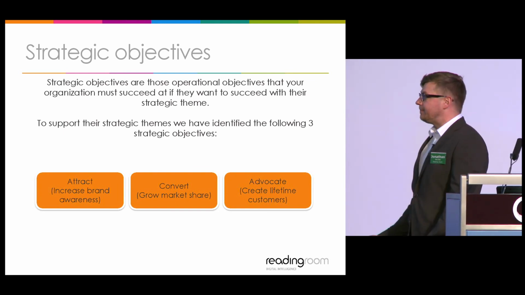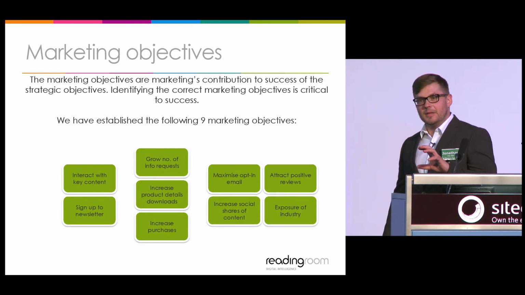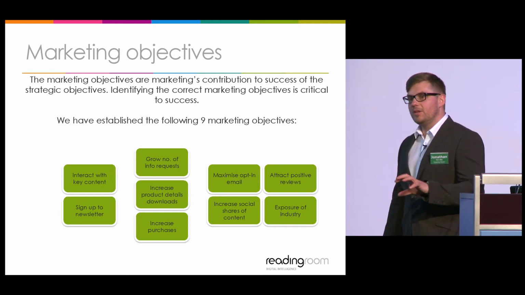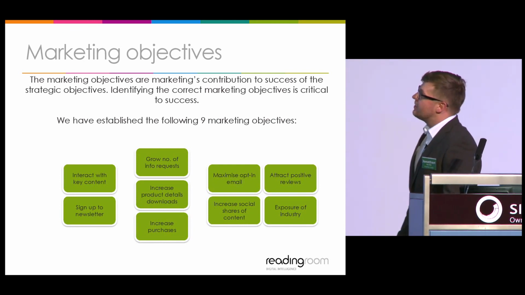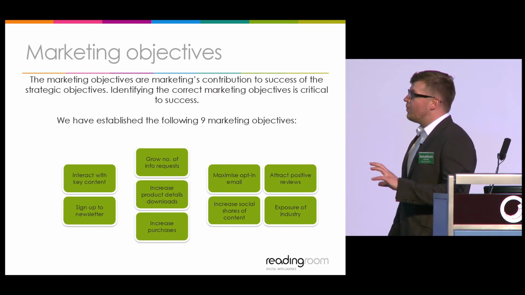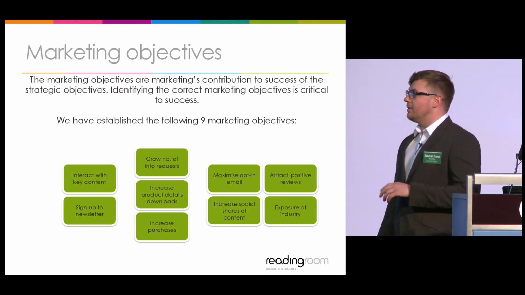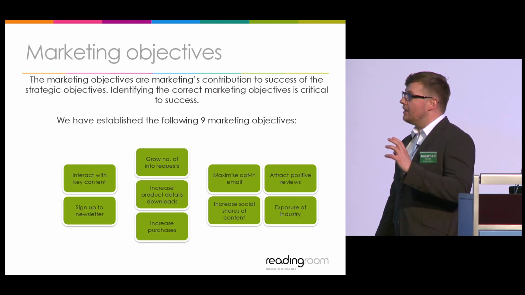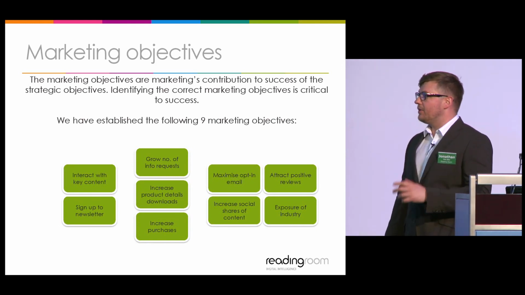So these are the key strategic objectives that are going to feed into that and make Office Core be the number one. We then look at marketing objectives. This is where the marketing department start coming into play. What do the marketing department need to do to make sure that we hit those strategic objectives? We've come up with these 9 marketing objectives to feed directly into those. In order to hit those strategic objectives, what we want people to do is interact with our key content.